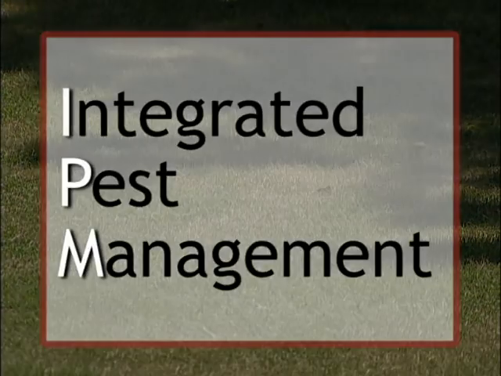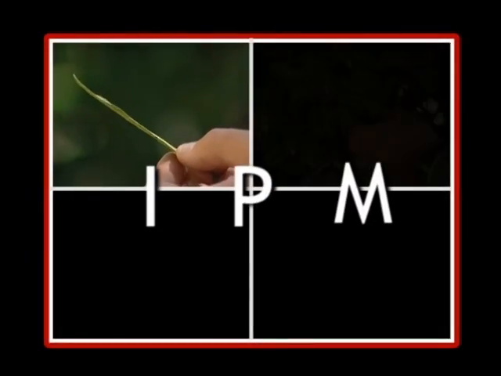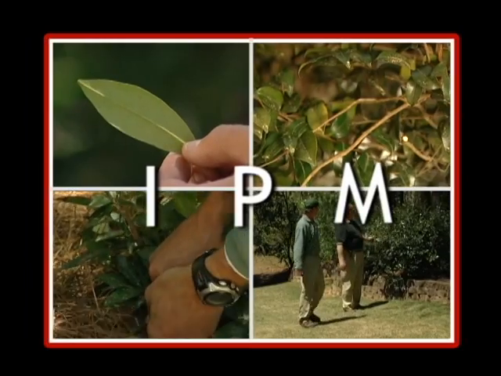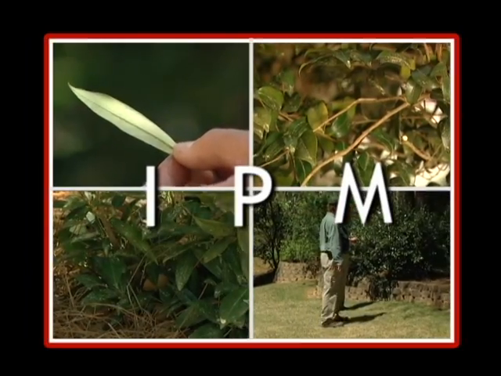A program that combines all of these factors is called Integrated Pest Management, or IPM. In an IPM program, pesticide use and risks are minimized. Talk to your supervisor about an IPM program for your situation.